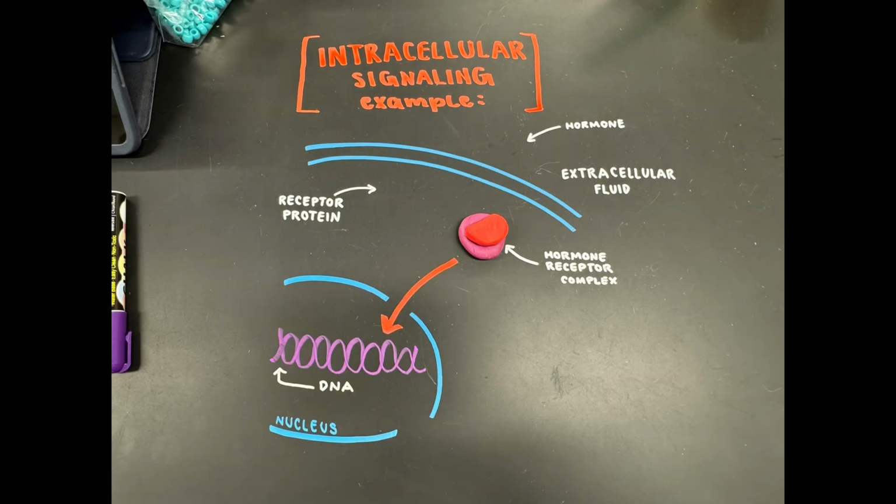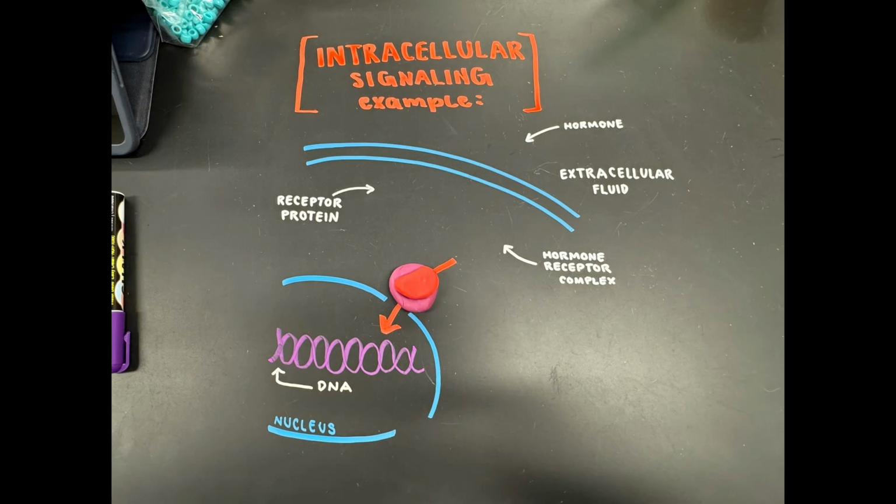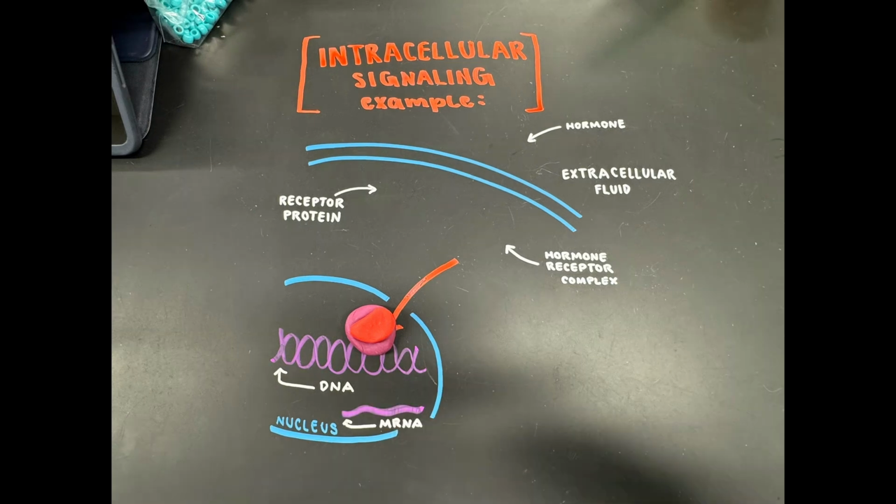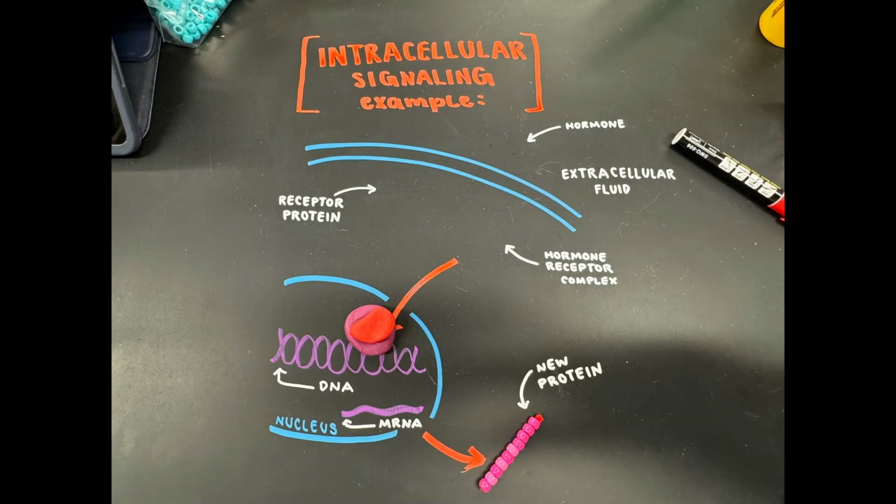The hormone receptor complex diffuses into the nucleus and binds to specific genes on the DNA. The bound protein acts as a transcription factor, stimulating the transcription of the gene into mRNA. The mRNA is translated into specific proteins.